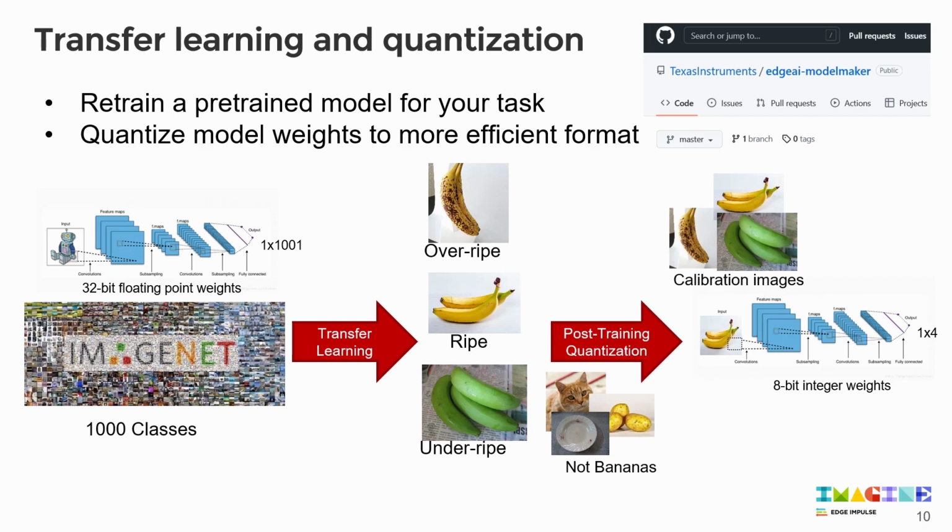And during this process, we can also do post-training quantization to convert the model weights to integers, which can be processed far more efficiently. All this requires is a couple data points from your dataset to help calibrate the model in its new quantized form.